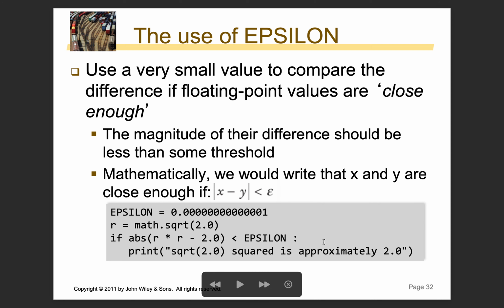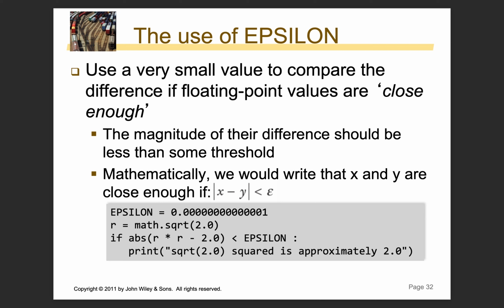If we do that here, so we do, again, the same sort of thing, r is the square root of 2. If the absolute value of the square root of 2 times the square root of 2 minus 2 is less than epsilon, we can say that the square root of 2 squared is approximately 2. This is just a better way of doing comparison of floating point numbers because of the issue of finite precision.